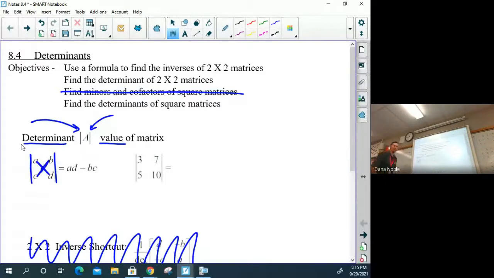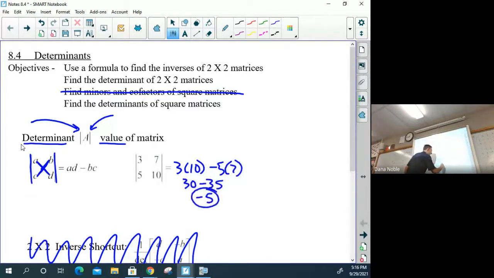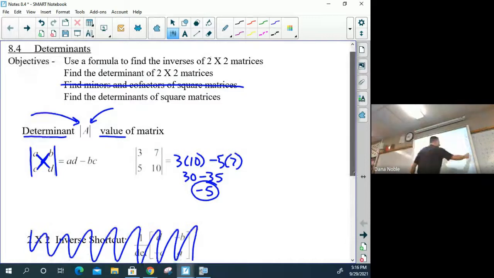So with this example here, you can see that the A is the 3 and the D is the 10. So 3 multiplied by 10, minus sign between, the 5 multiplied by the 7. 30 minus 35 is a negative 5. And that is the value of the determinant. Notice it's negative. It's very possible that that can happen. Okay? We're not doing the shortcut, so we can flip this to the next page.